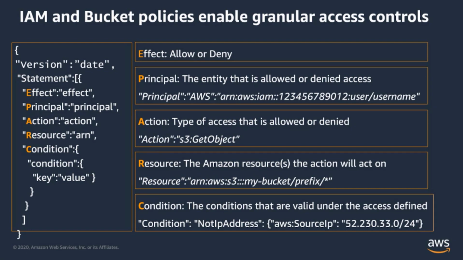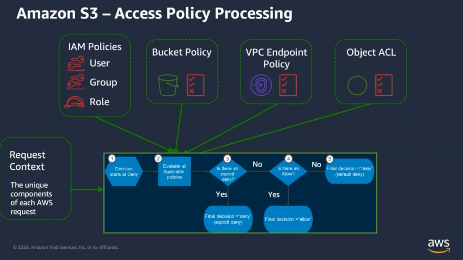Okay. Now, how do we actually process these requests? Well, we start off with the request context that I just talked about, all the unique components about this particular request. And then we start off with a decision of deny. Just start there. And then we evaluate all the applicable policies. We take the IAM policy, the bucket policy, the VPC endpoint policy, the object ACL, and we evaluate them all at once. There is no order. There is no hierarchy. We take them all at once. And then we say, is there an explicit deny? If there is an explicit deny, then the final decision is deny.